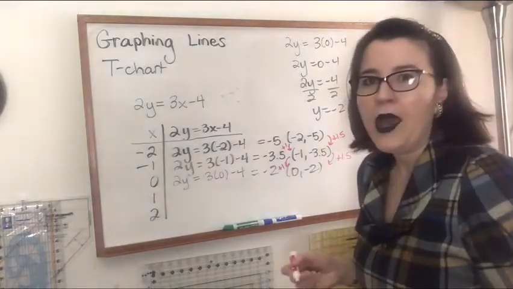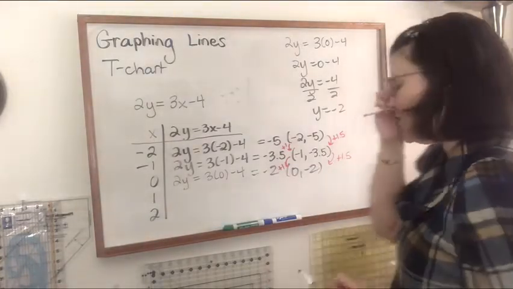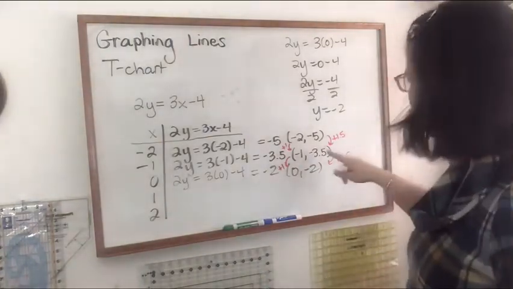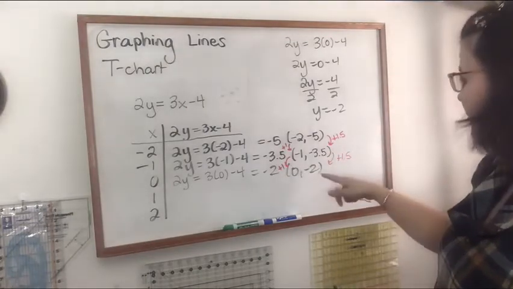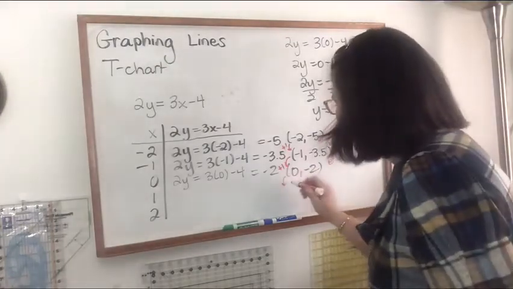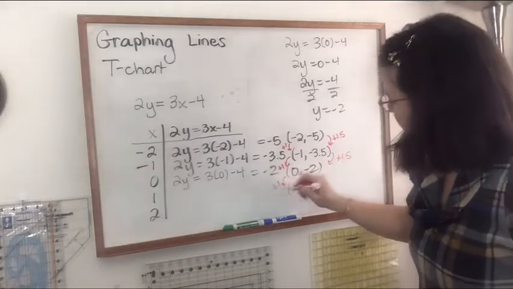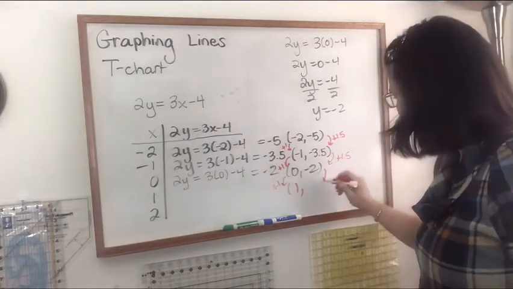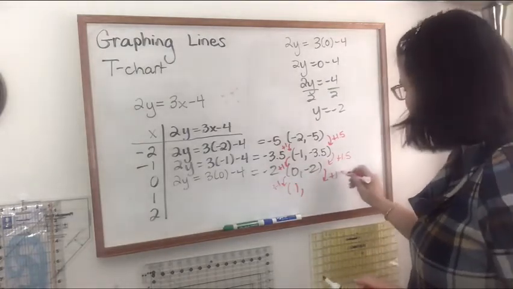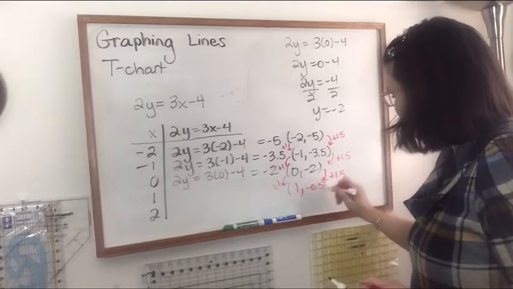Right? I'm at home, so sometimes my math brain doesn't work as well as it does at school. All right, -3.5 plus 1.5 is -2. So now, if I want the next point, 0 plus 1 is 1. -2 plus 1.5 is -0.5.